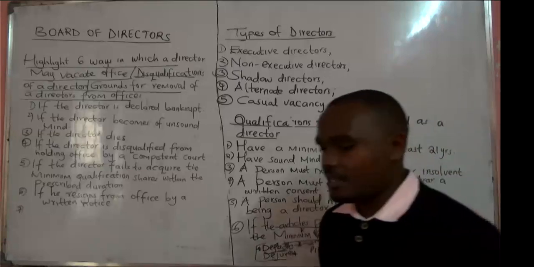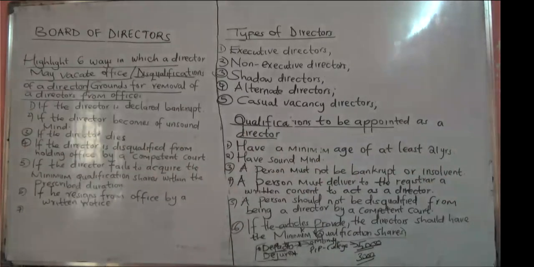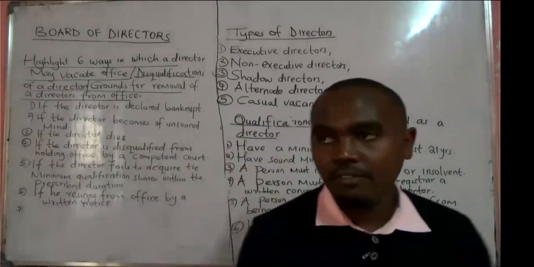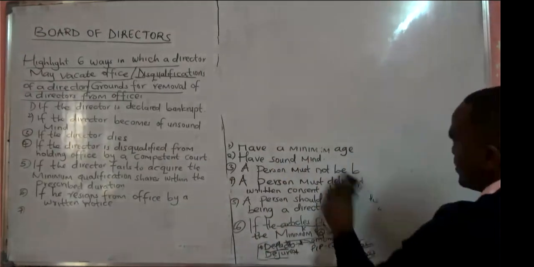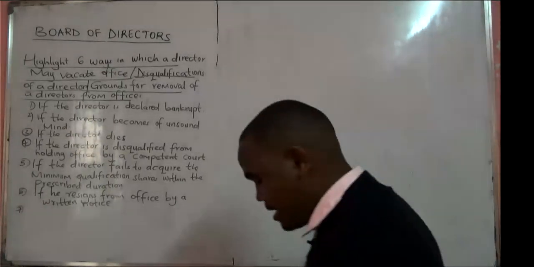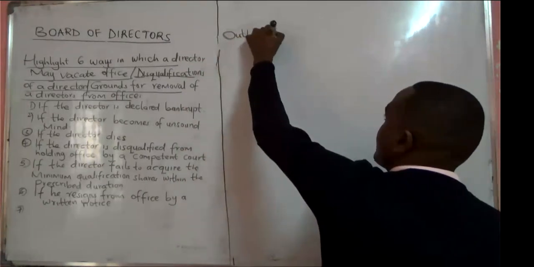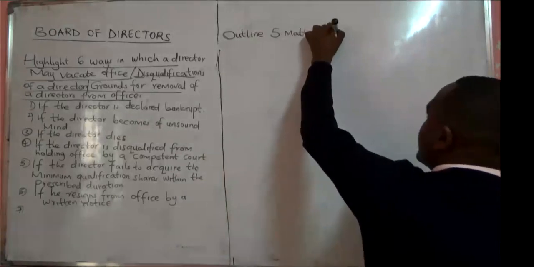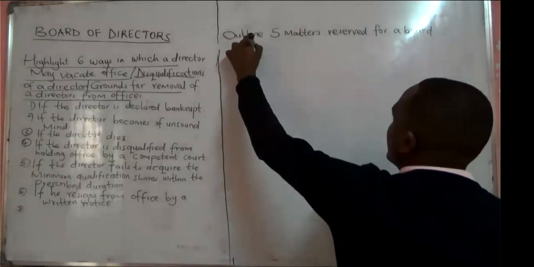Question. In one of your past papers, the examiner has asked, outline five matters reserved for a board meeting. Which are some of the matters reserved for a board meeting?